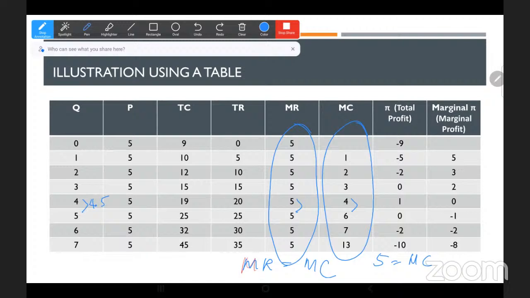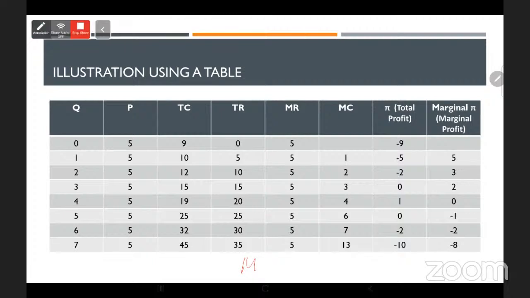Your total profit is at its maximum. So pag tiningnan mo yung table, consistent yon. All right? Okay. Questions at this point? Wala pa?